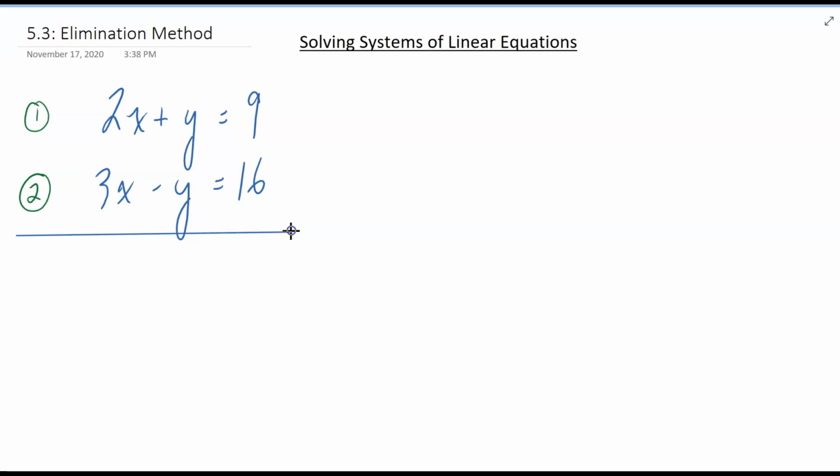Think about the coefficients on x and the coefficients on y. If you take a look at the coefficients on x, we have a 2x in the first equation and a 3 is the coefficient in the second equation. Now, if you look at the coefficients of y, we have a +1, because you don't see the 1 there, but that's a 1. And we have a -1.